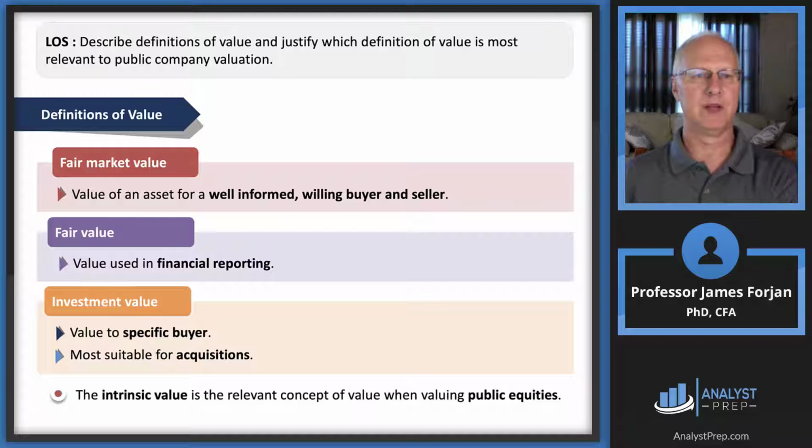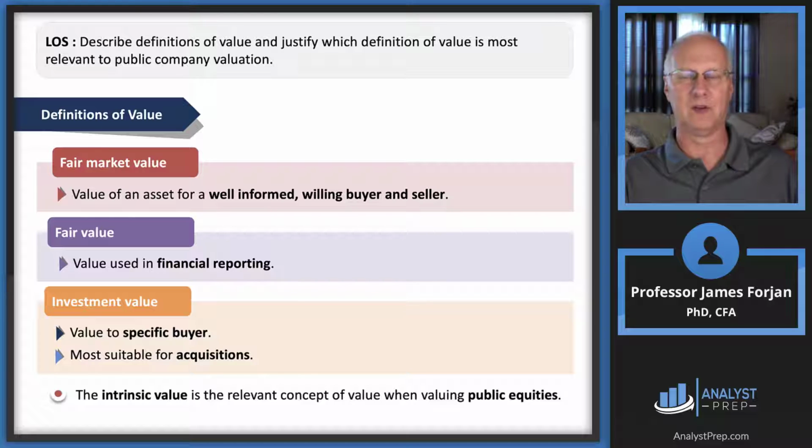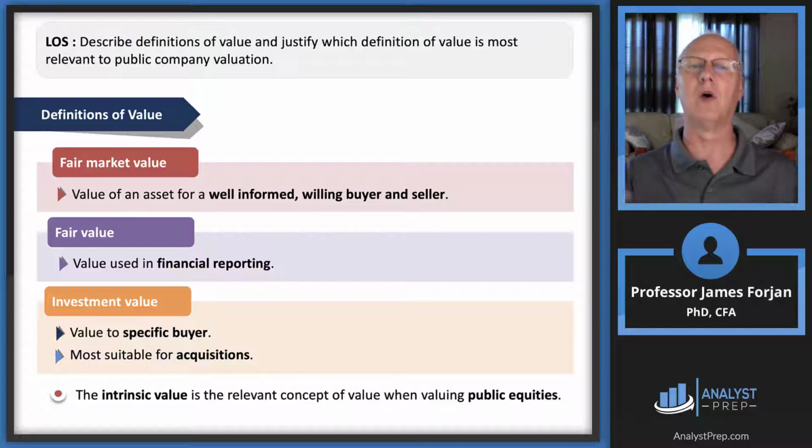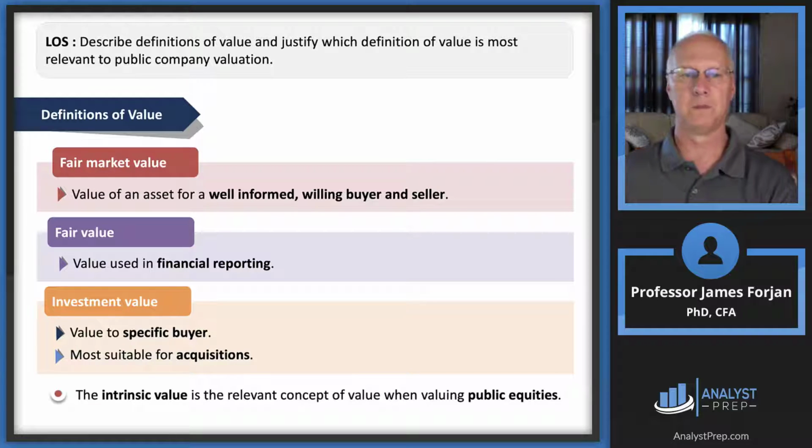All right, how about some definitions of value? Fair market value, value of an asset for a well-informed, willing buyer and seller. All right, that makes sense. So think of fair market value as two individuals who are meeting and trying to trade an asset, and they're both well informed, so they have an idea of the intrinsic value of that asset. And so if they meet in the middle somewhere, that's going to be a willing price. So willing is an important word there. Neither the buyer nor the seller is being somehow coerced into this trade.